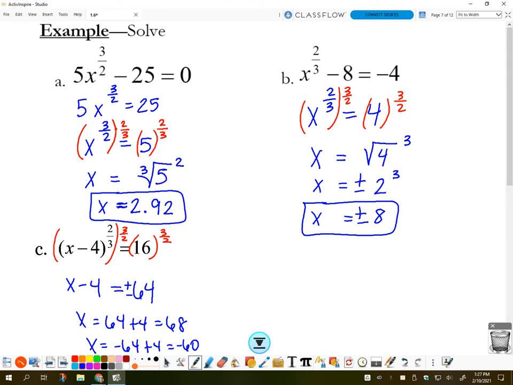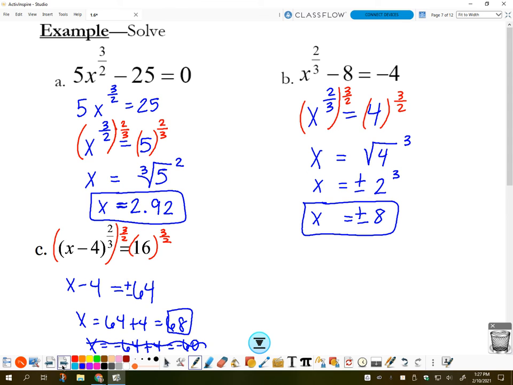You plug them in. 68 minus 4 is 64. To the 2/3 is 16. So that one checks out. We plug in a negative 60. Negative 60 minus 4 is negative 64. Raise that to the 3/2, and you get that it is an error. So this one does not work.